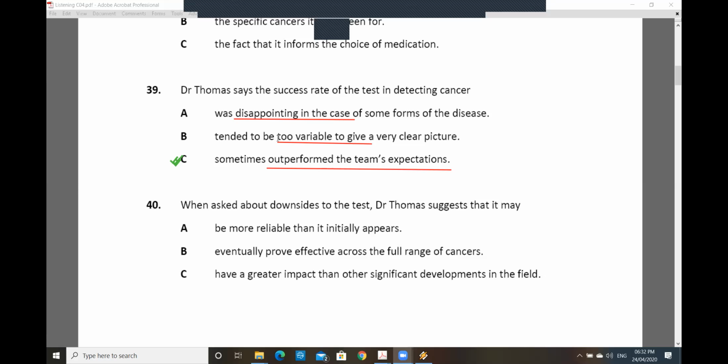And in pre-listening, if you are able to differentiate the answer choices, like the too variable, as we just discussed before, that whenever you have this too expression which goes into extreme negative direction, instead of straight away saying no, they would say too variable, like it didn't give a very clear picture, that is what B means. And disappointing in case of some forms of the diseases, so both were going in a negative direction, whereas what the speaker was saying was mainly positive about the test.